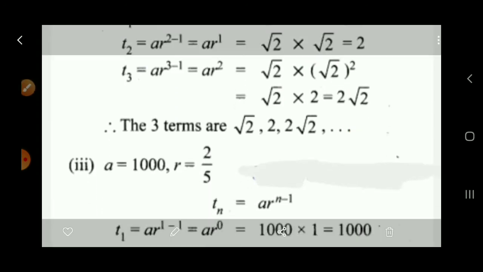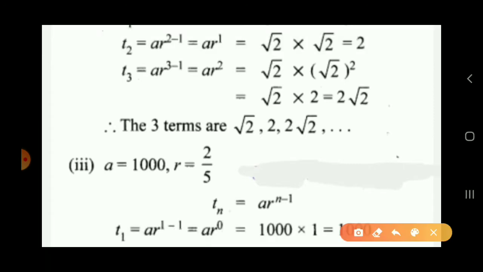Now A is 1000 and R is 2 by 5. This is the nth term formula of GP: Tn equal to A into R power n minus 1. T1, the first term: A R power 1 minus 1, A R power 0. A is 1000, R power 0 is 1, so 1000 into 1 is 1000. This is the first term T1. Likewise we can see the second term and the third term.